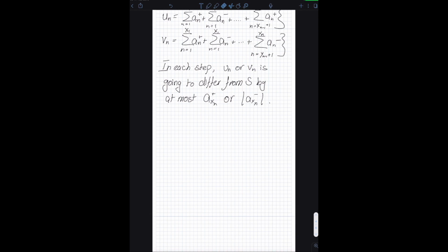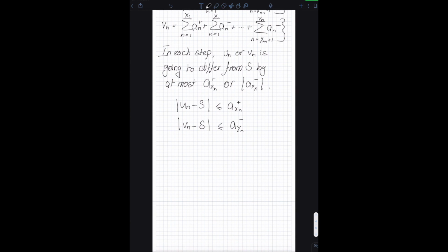But notice that this can be rewritten by saying that u of n minus S is at most a of x n plus, and v of n minus S is at most a of y n negative. But also, one thing we know is that since u of n is always larger than S, and v of n is always smaller than S, this relationship also needs to be true: v of n is always less than S, and u of n goes right here.